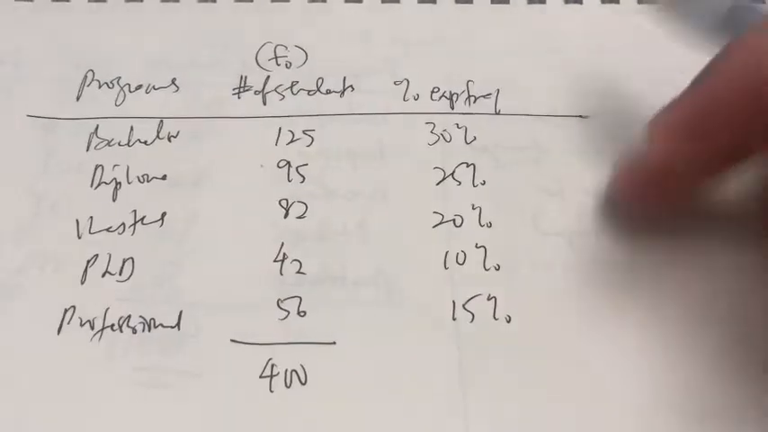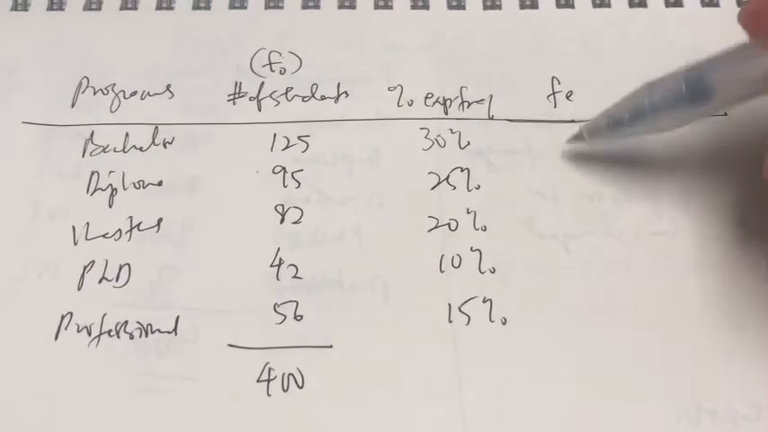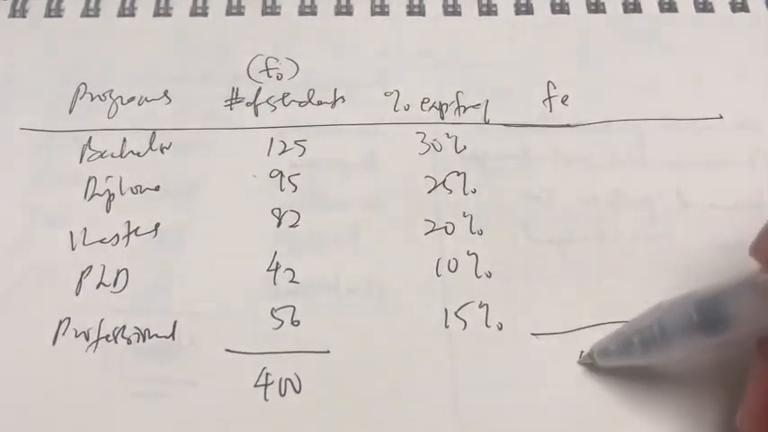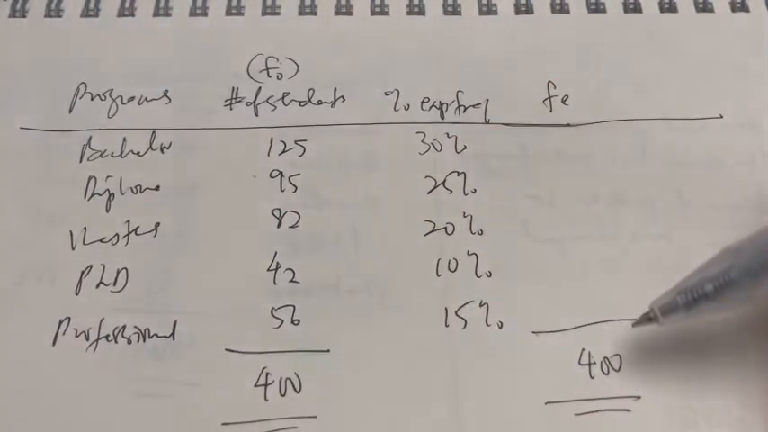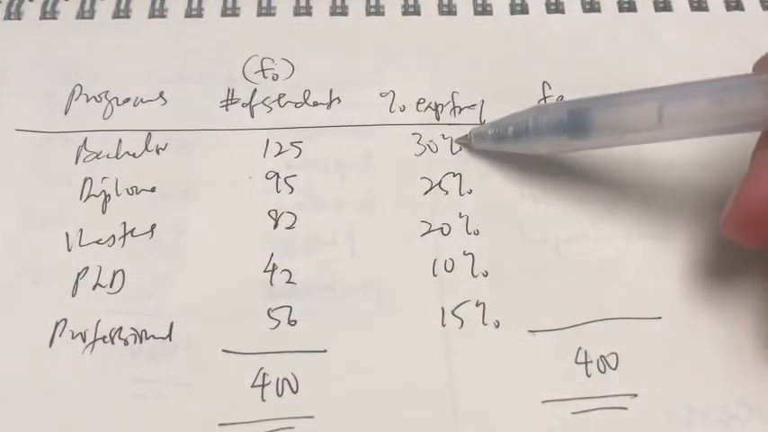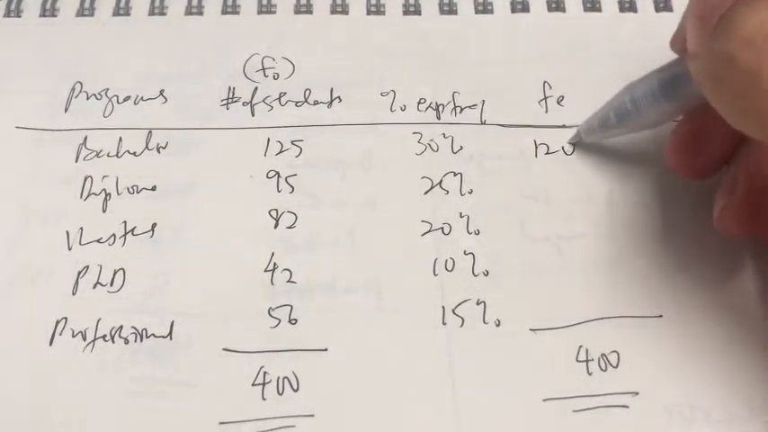So how can we get the FE, or the expected number of students? Very simple, because we know that the total for the FE should be the same as the observed. So what we need to do is take the percentages given to us and multiply them with the total. So 30% of 400 is 120.